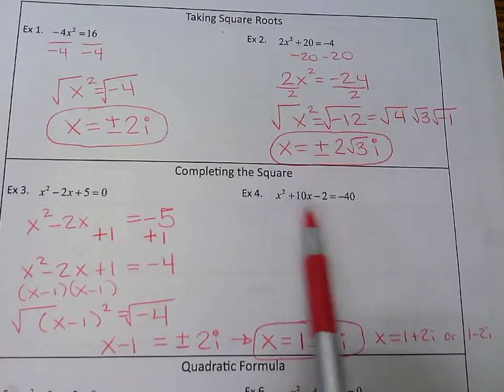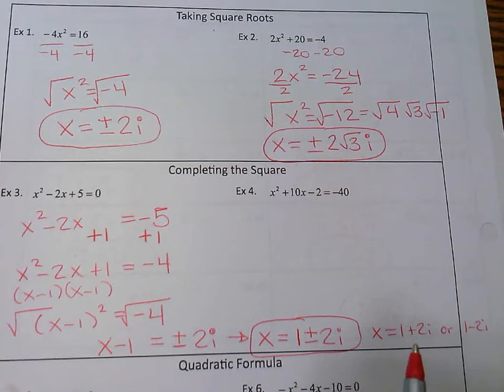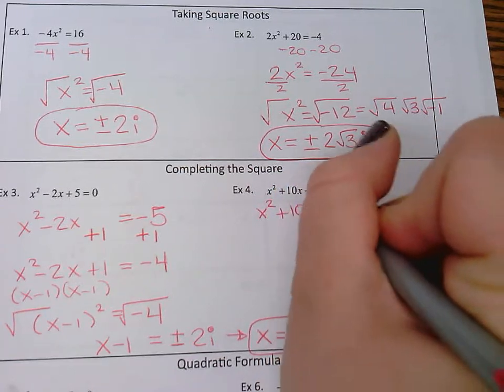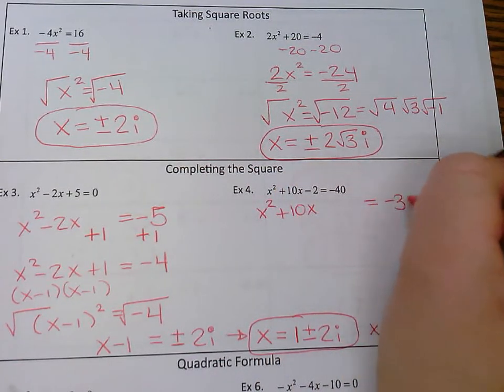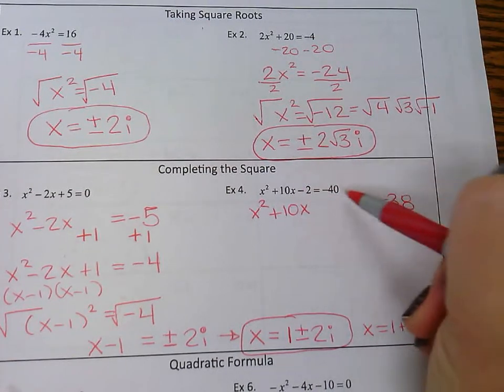Example 4, completing the square. Maybe you want to pause the video and try this problem by yourself before watching the answer. My first step, x squared plus 10x, add 2 to the other side, so you'd have negative 38 on the other side, because I took negative 40 and added 2.